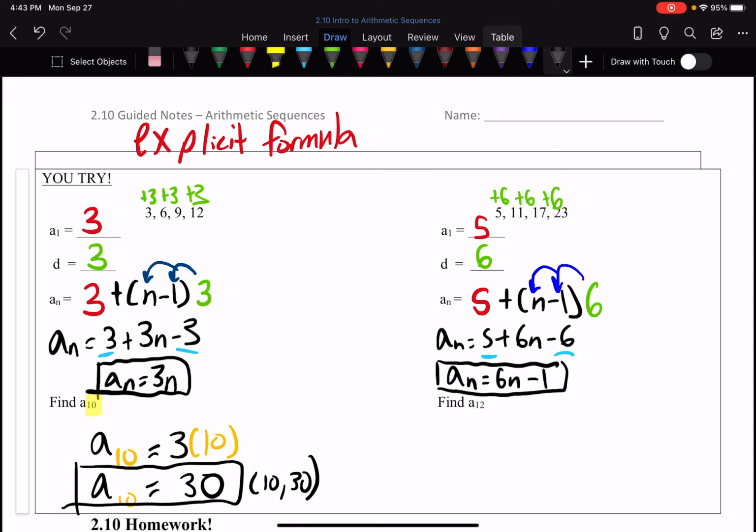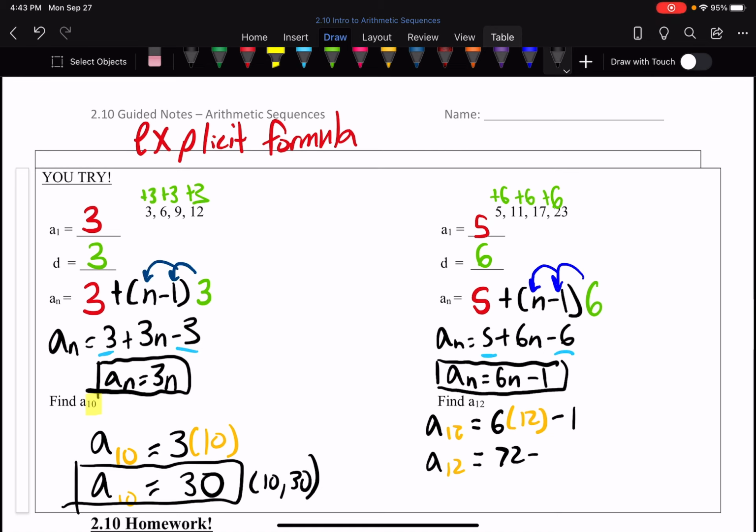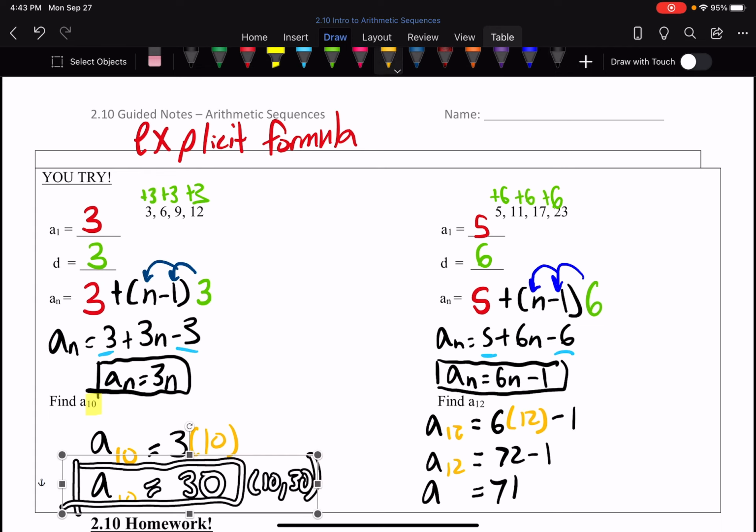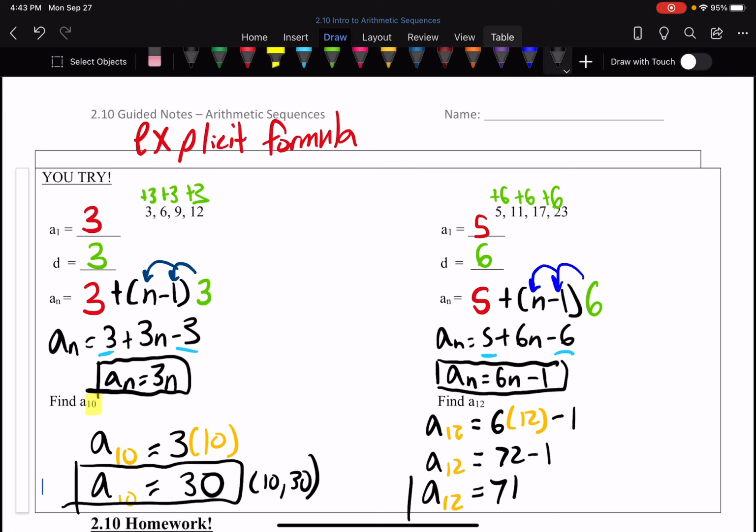Now I want to find a sub 12. So this is my 12th term in the sequence. Instead of adding 6 twelve times, I can just replace an n in my explicit formula with 12. So I have 6 times 12 minus 1. 6 times 12 gives me 72. So my a sub 12 is equal to 72 minus 1. Therefore, the 12th term of the sequence is equal to 71. You also could have written it as the ordered pair, 12 comma 71.